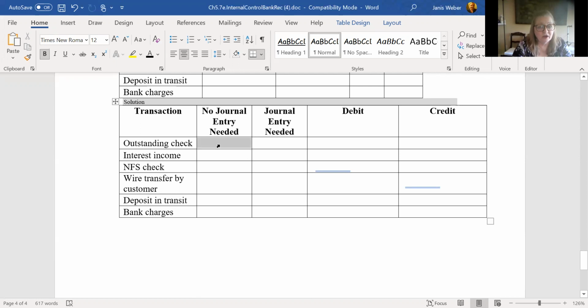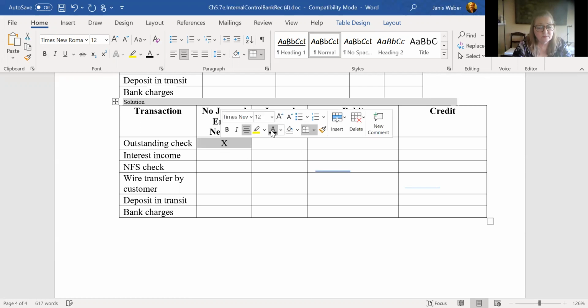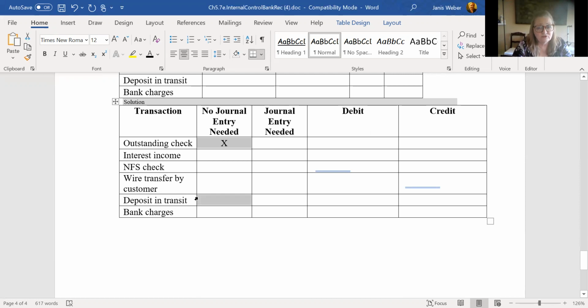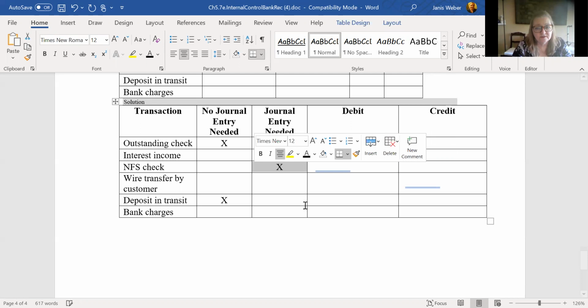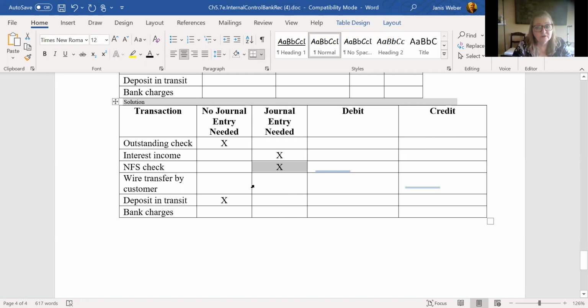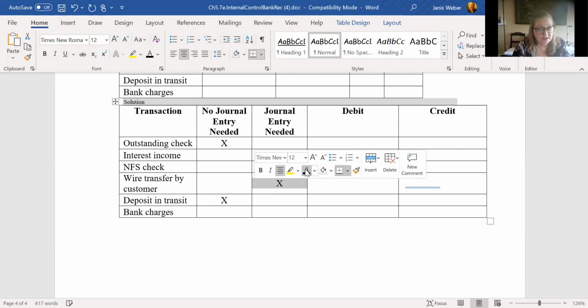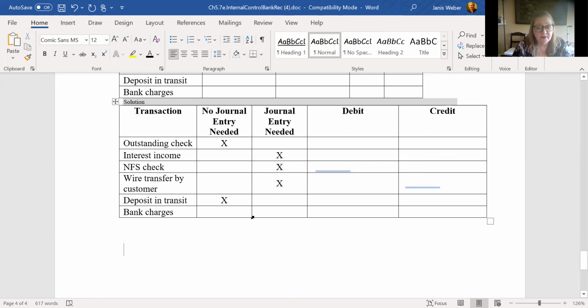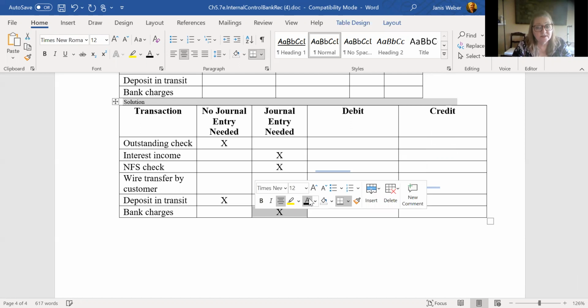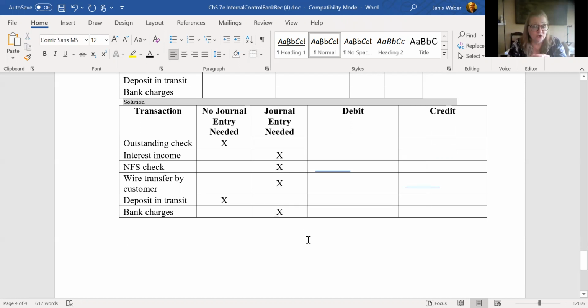Outstanding checks do not need a journal entry, do they? Deposits in transit do not need a journal entry. All right, interest income. Does that need a journal entry? Yes. NSF check? Yes. A wire transfer need a journal entry? Yes, because that's something the bank knows that our books have not recorded yet. And the bank charges? Yes, that's something the bank has charged us, but they haven't notified us until we get the bank statement usually.